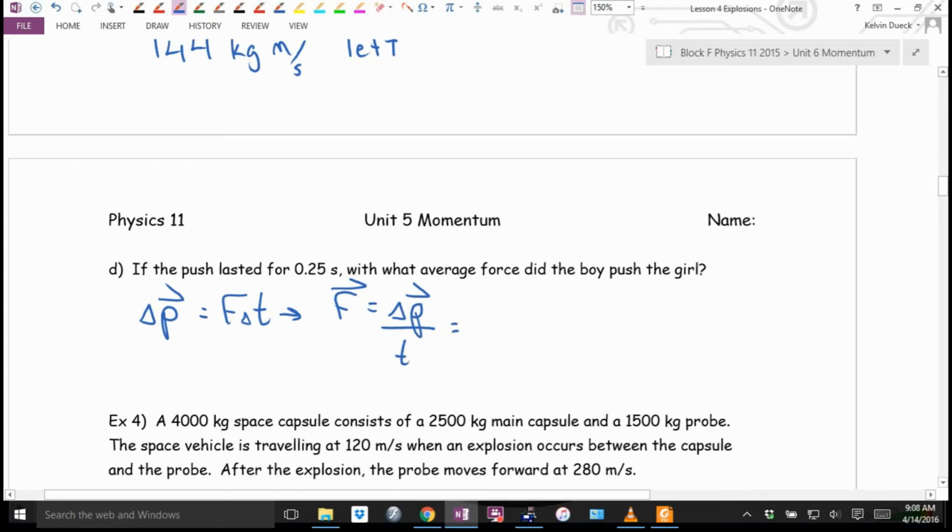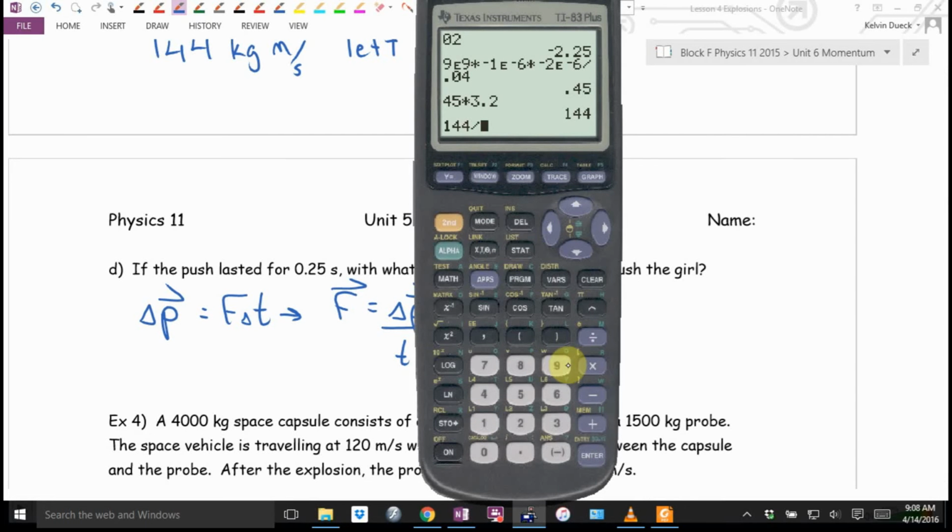So the impulse was 144. The time is 0.25. 144 divided by 0.25. Oh, I can do this in my head. Dividing by 0.25 is the same as timesing by 4. It's going to be 400. Well, it's going to be 288 times 2. It's going to be 400, 576. No? Yes?